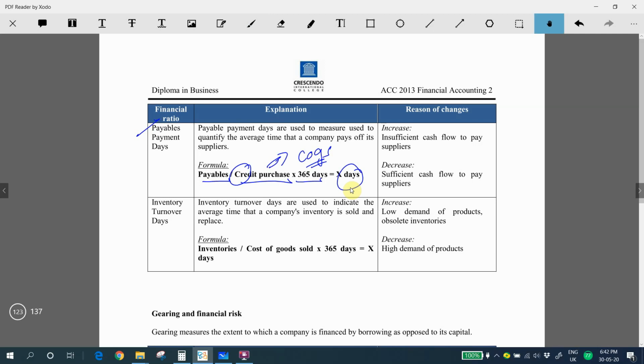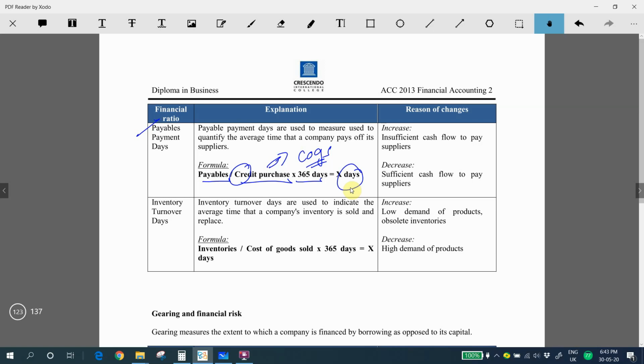So what is the meaning of payable payment days? It means that from the day you purchase the stock from your supplier, how long it takes you to make the repayment to them. So there is one question. For payable payment days, is longer better or shorter better? The answer is there is no fixed answer for this.